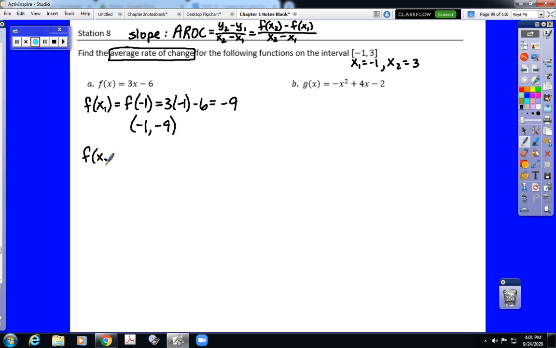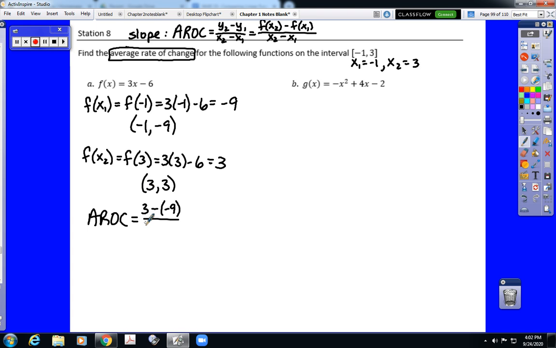F of x2 is f of 3, so that would be 3 times 3 minus 6, or 3. So that would be the point 3, 3. So the average rate of change between those 2 points is y2 minus y1 over x2 minus x1. My pen is not really behaving. That would be 12 over 4, or an average rate of change of 3.